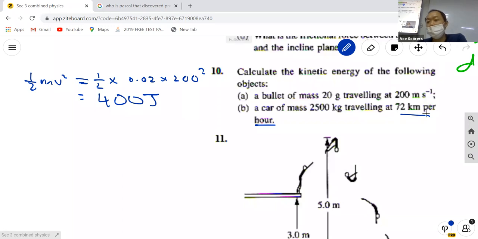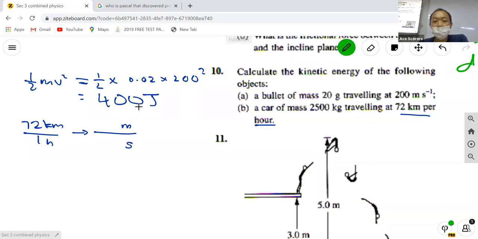The problem is here. Kilometer per hour. We don't want kilometer per hour, we want meter per second. That's why when I ask you to memorize the formula, you have to tell me the SI unit, okay? Because if you use the wrong SI unit, you're screwed. So the first thing we need to do is convert this to meter per second. How do we do that? This is 72 kilometers in 1 hour, must convert to meter in second.